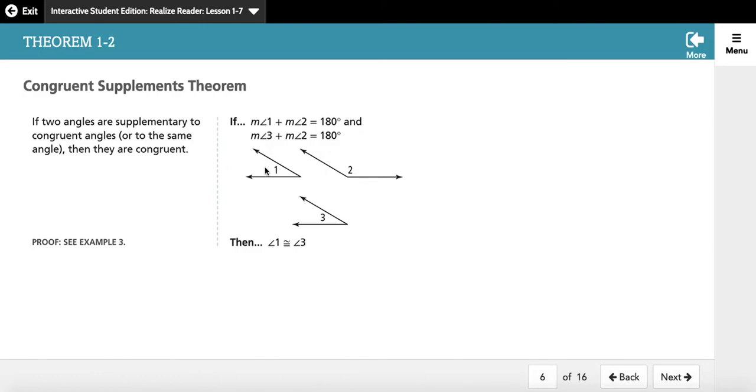So if we have the measure of angle 1 plus the measure of angle 2 is 180, and the measure of angle 3 plus the measure of angle 2 is 180, we can state that angle 1 is congruent to angle 3.